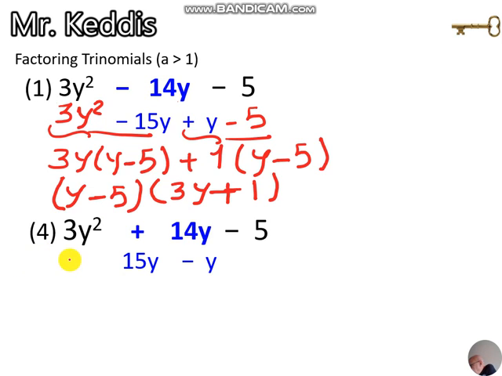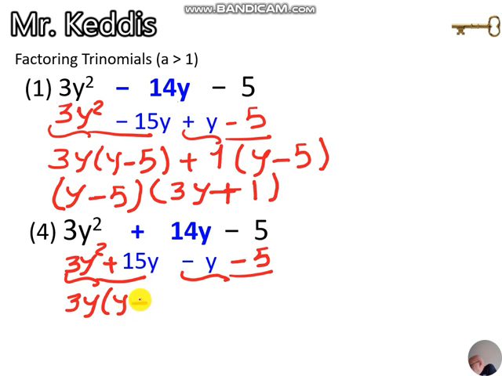I write 3y squared under 3y squared. Plus under plus. And here minus 5. I'm going to group them. I take 3y as a common factor here. And for this group, I take negative 1 as common factor. Means 3y here, y plus 5. I take negative 1 as common factor times y plus 5.